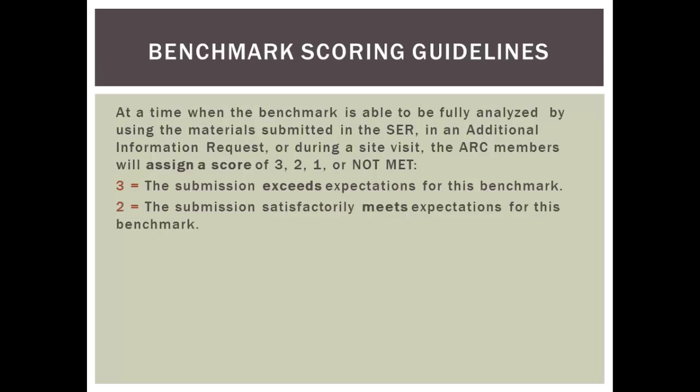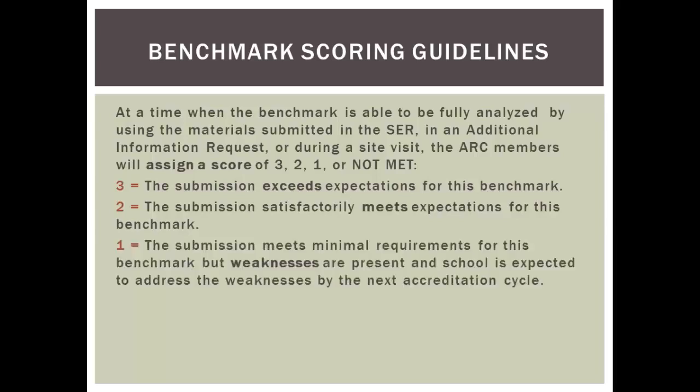When a school completely satisfies the requirements of a benchmark but does not go above and beyond, it will achieve a MET 2. This is the default score for a benchmark that is met. Without a compelling argument from an ARC member that the school has performed much better or much worse on the benchmark, it will be scored with a 2.